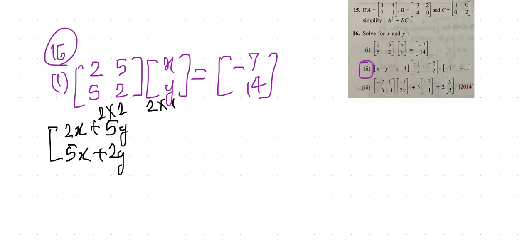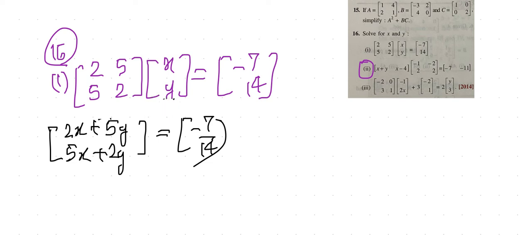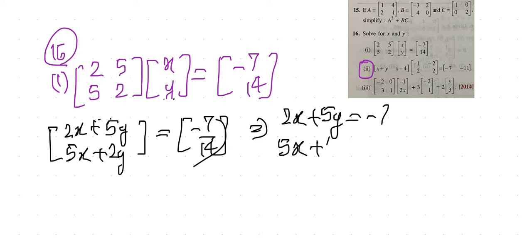Okay, and this is equal to minus 7 and 14. I'll be just erasing this part, children, because I don't want you all to get confused. So now what I'll be writing, this implies 2x plus 5y is equal to minus 7. So basically, children, in this type of questions, even if you are able to multiply properly without making any mistakes, your sum is bound to go right.